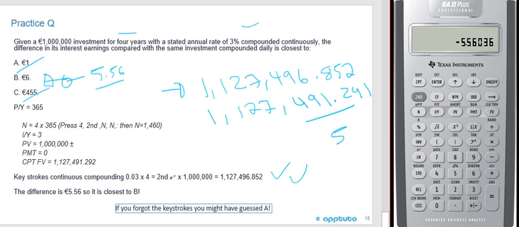So if you forgot the keystrokes, you might have guessed A, but no, because I said small amounts, short periods of time, there's not much difference. But on €1 million for 4 years, we have a difference of about €6. So in this question, unless you could remember how to do the continuously compounding, you'd be guessing, and that wouldn't be great. And that's the end of this LOS. Thank you.